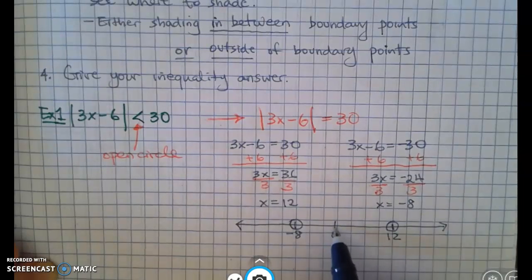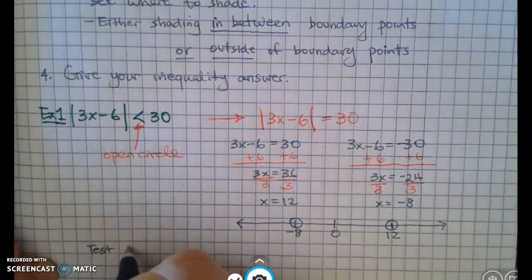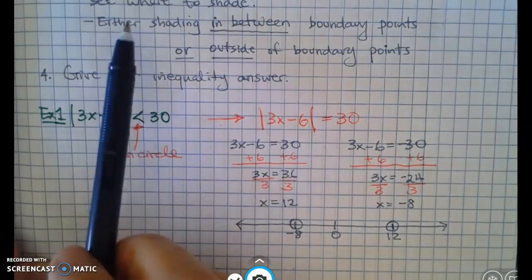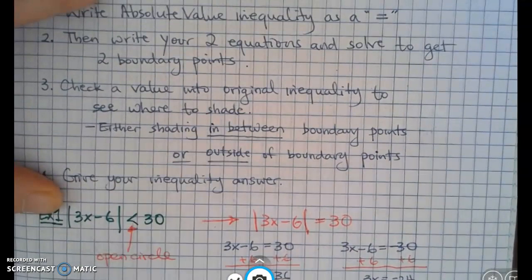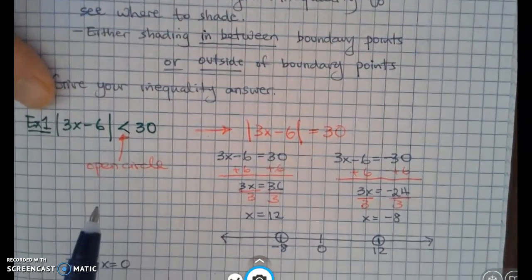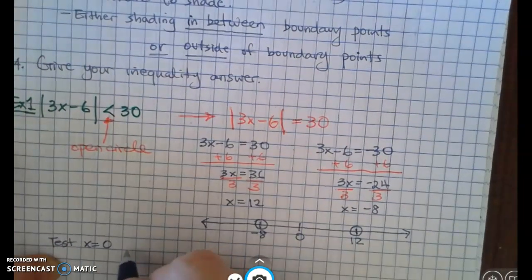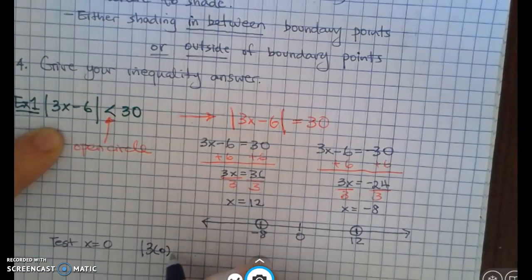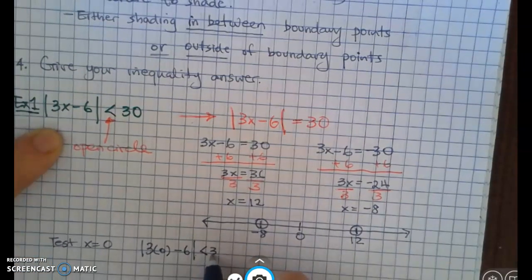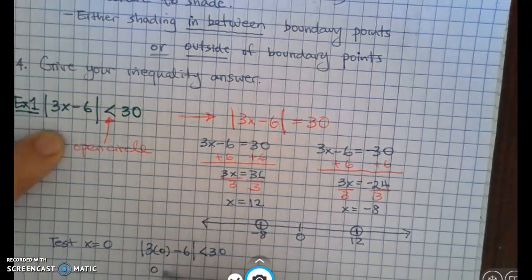The easiest one always is x is equal to 0. So we're going to test x is equal to 0 by checking a value into the original inequality to see where to shade. So we are going to test x is equal to 0 into the original inequality. So that's going to be 3 times, instead of writing x, I am going to write 0, minus 6 is less than 30. We're going to see if this is true. 3 times 0 is just 0 minus 6.